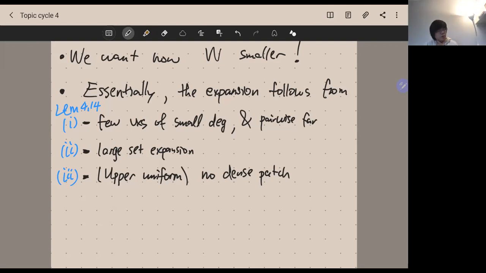Let me see what order I want to do this.